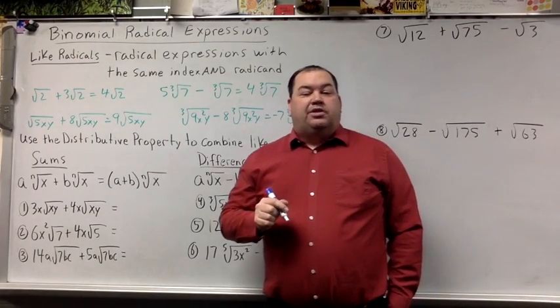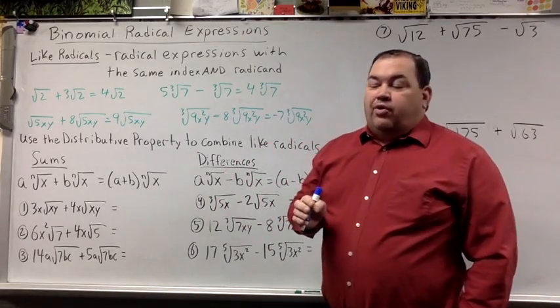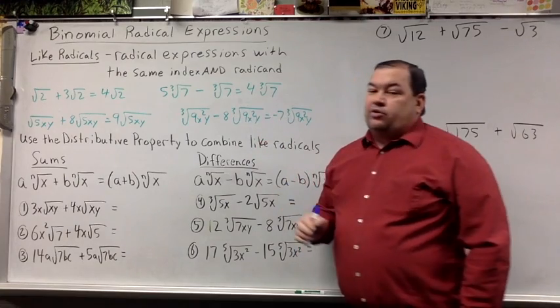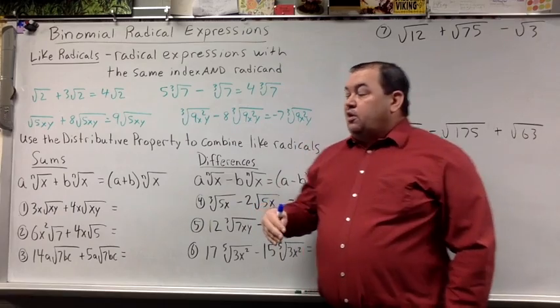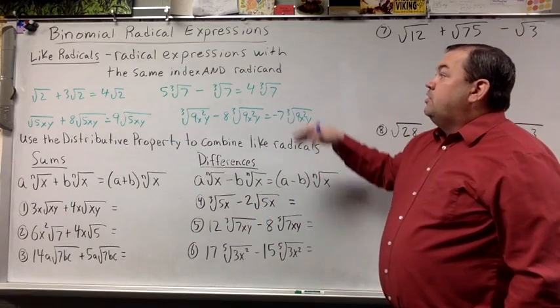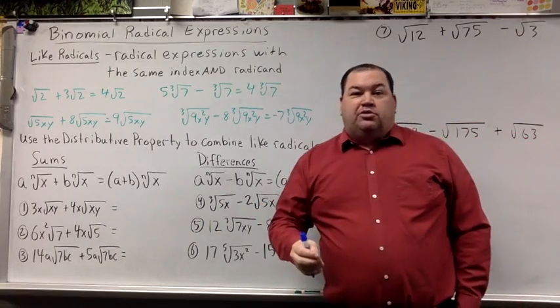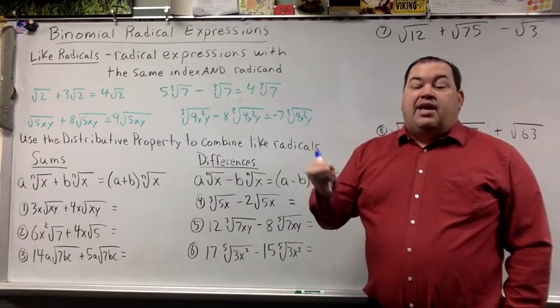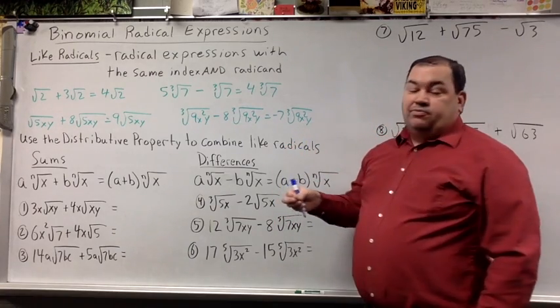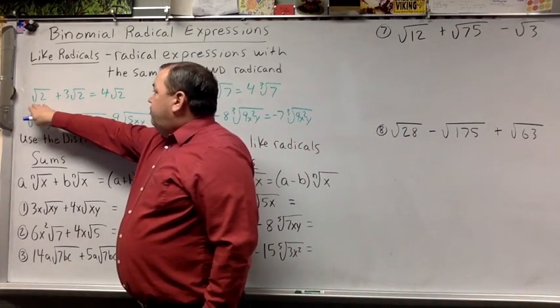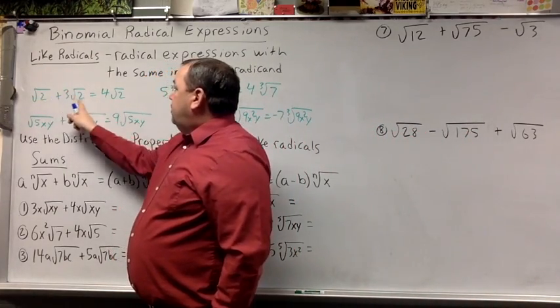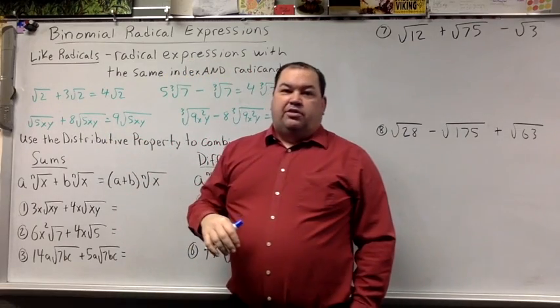As we continue our study of radicals, we're now going to take a look at binomial radical expressions. So you have to think about like terms when you think of like radicals. Like radicals are radical expressions with the same index and the same radicand. So I put some simple examples up here.